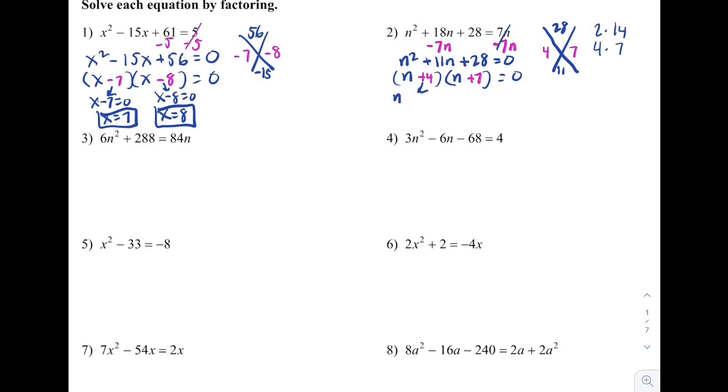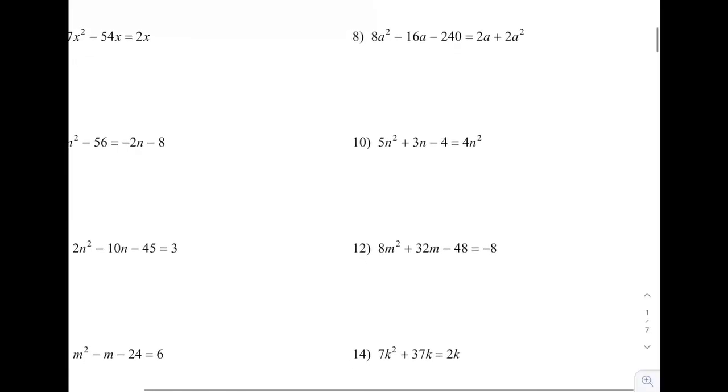And then we solve each one by setting it to 0, right? n plus 4 equals 0. n plus 7 equals 0. Solve it, we should get n equals negative 4, and n equals negative 7. Okay, let's look at number 8.